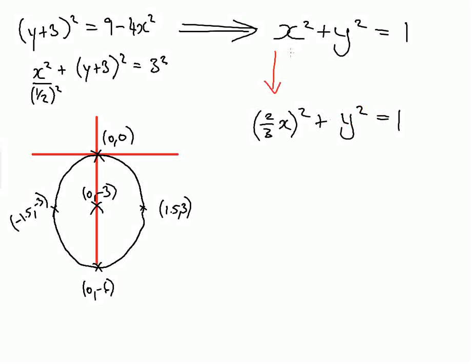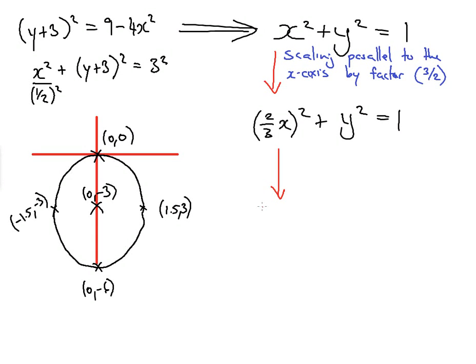So what is this? This is scaling parallel to the x-axis by factor, and then we invert it, 3 over 2. So that's the first thing we're going to do. Now, do we have to translate x? No. What about when we deal with y?